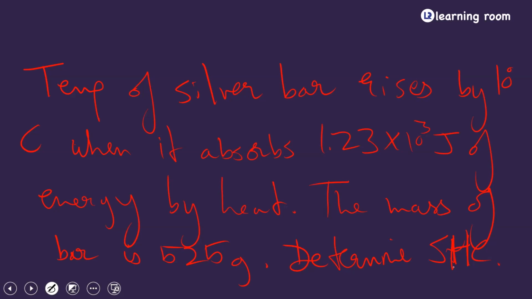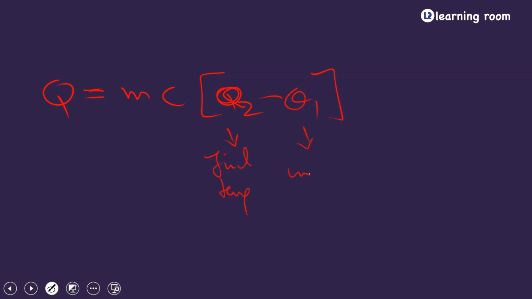Q is heat. We have mass. So you have to find C. So we have the heat given, we have M, we have C into theta 2 minus theta 1, which is nothing but final temperature minus initial temperature.